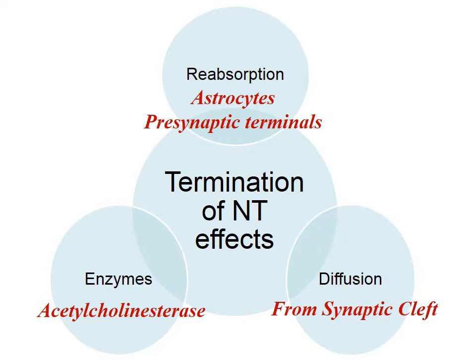Reabsorption. The presynaptic membrane can pump neurotransmitter from the cleft back into the bulb and recycled. Astrocytes can also pump neurotransmitter from the cleft. Enzymes. The postsynaptic membrane can release enzymes into the cleft to destroy the neurotransmitter. The enzyme noted here, acetylcholinesterase, breaks down acetylcholine. And diffusion. The neurotransmitter can also diffuse out of the cleft to the extracellular space.